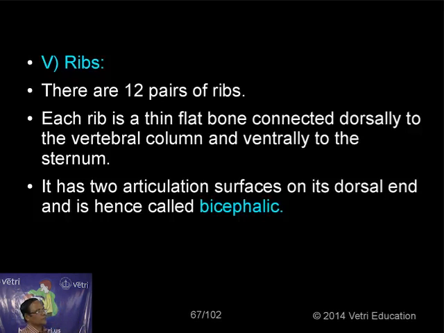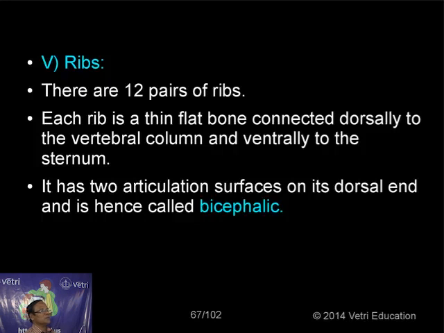Now the next one, axial skeleton: ribs. In human beings we have the thoracic cage. The thoracic cage is formed of, you see that one, 12 pairs of ribs and a single chest bone, that is the sternum. Now in our body there are 12 pairs of ribs. These 12 pairs of ribs are connected dorsally to the vertebral column. Ventrally they are connected to the sternum, either directly or indirectly.